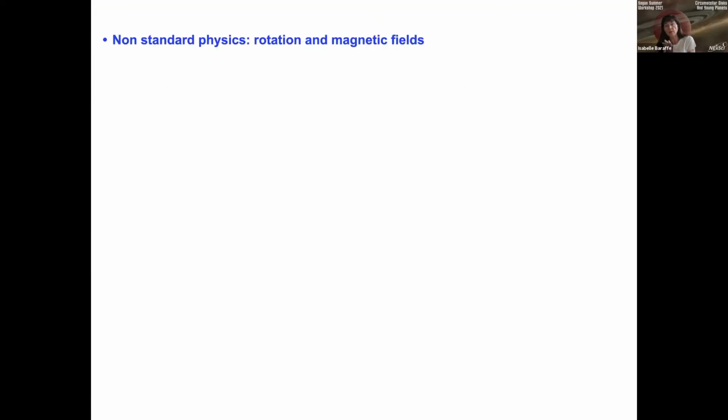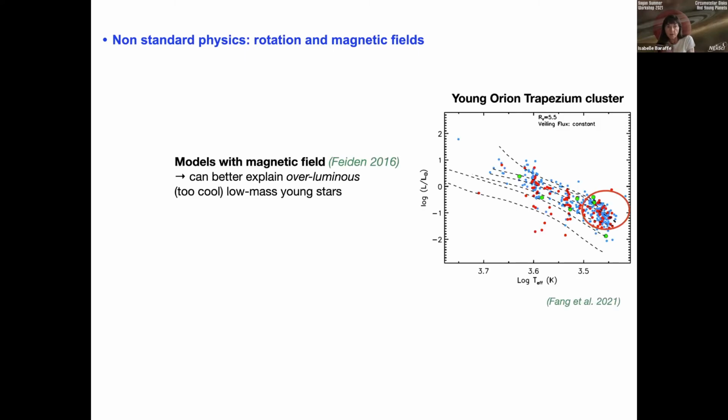So my second uncertainty, which is important, is about non-standard physics. And when I say non-standard, I'm talking about rotation and magnetic fields. And it is good because Greg Feiden will talk after me and discuss that. So we know, as has been highlighted before, that models with magnetic fields can actually better explain some overluminous objects, which I show here in a Hertzsprung-Russell diagram for young clusters. So does that mean that we have to use those non-standard models?